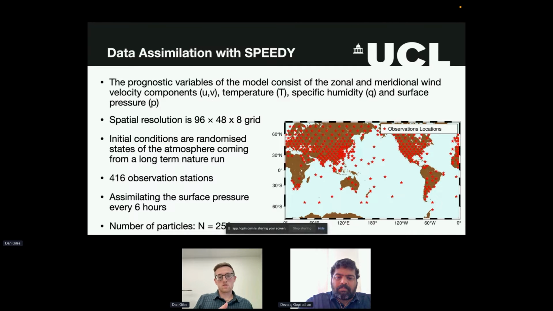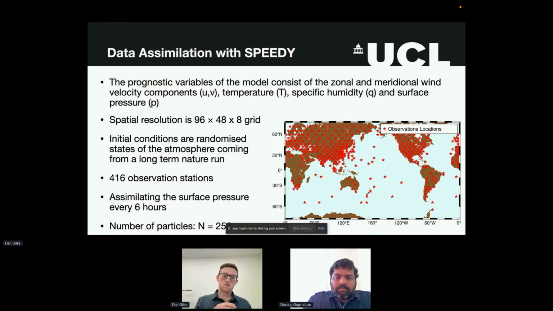Just to again emphasize, SPEEDY is a lot more complex than the Tsunami model. We have a greater number of prognostic variables in this case. SPEEDY will consider the velocity components, the temperature, the specific humidity, and the surface pressure. We also have a three-dimensional grid in space. It's a very coarse resolution for the whole globe, but we have 96 grid cells in the longitude, 48 in the latitude, and 8 grid cells in the vertical.